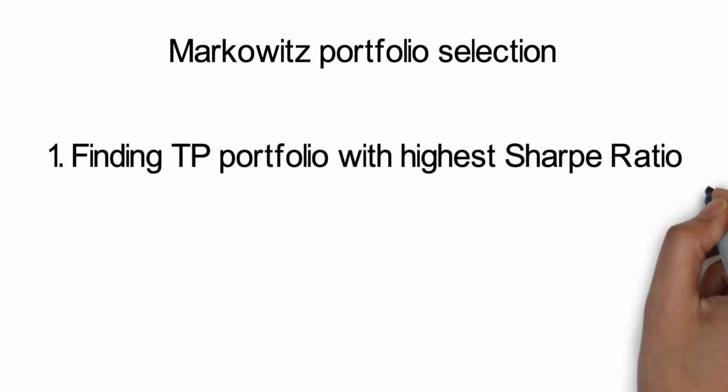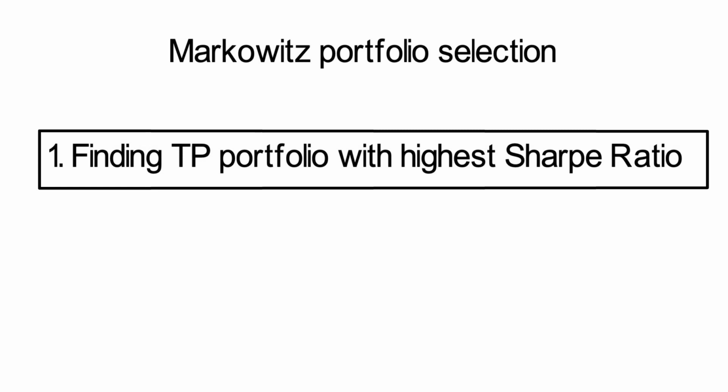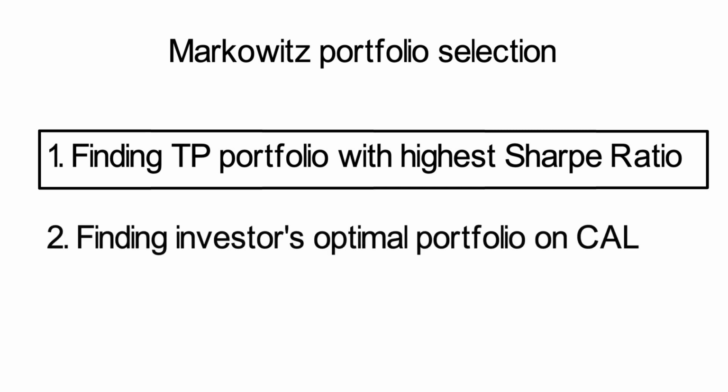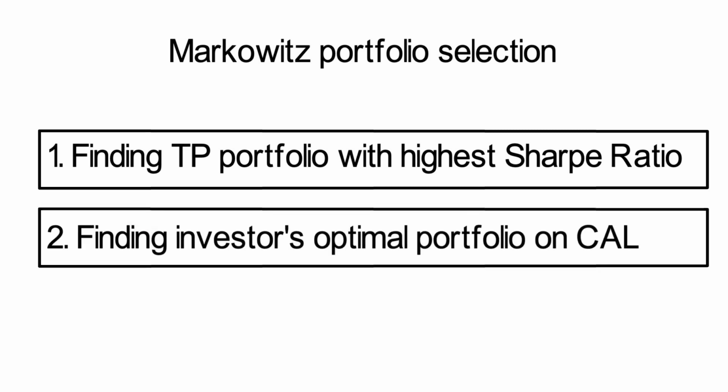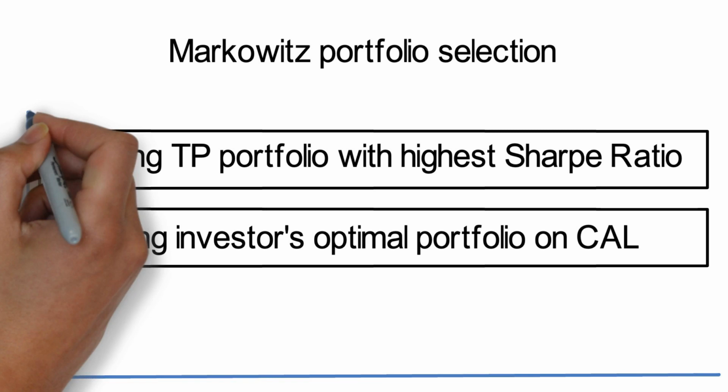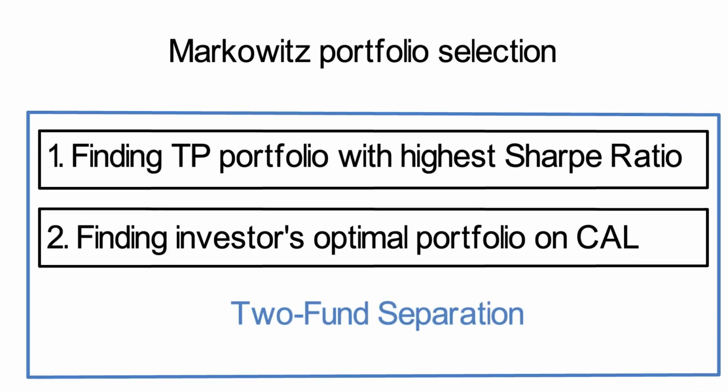Putting everything together shows us that a portfolio selection process of Markowitz is a two-step approach. First, you find the tangency portfolio, which is the efficient portfolio of risky assets that is expected to pay the highest Sharpe ratio. Second, based on the investor's risk aversion, you find the investor's optimal portfolio on the capital allocation line. That two-step approach is formally called two-fund separation.